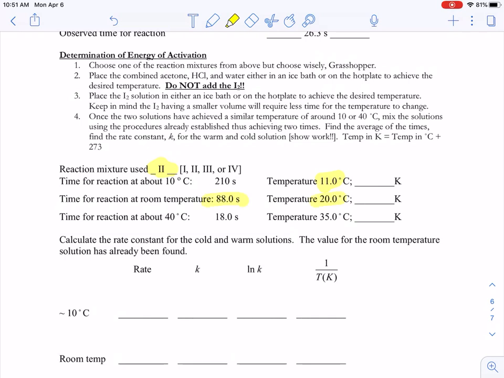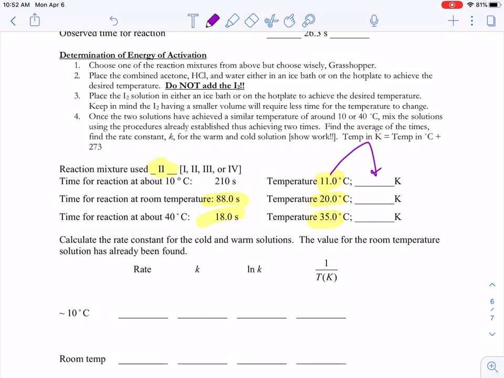I already had the room temperature data, so there was no need to do that. And then I warmed the solution up to 35 degrees Celsius, and that went really, really quick. That only took 18 seconds. I didn't even have time to pour it into different test tubes. So what you need to do is change this temperature into Kelvin.